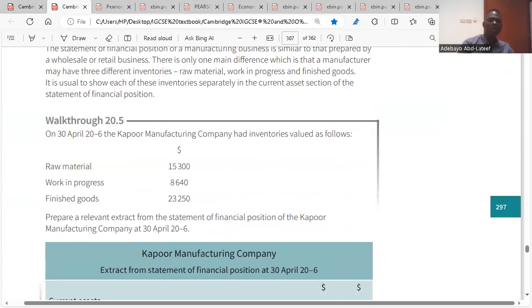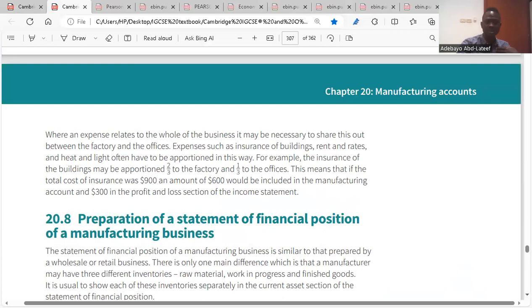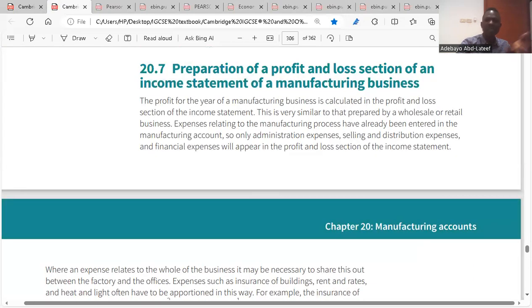So we have raw materials for 15,300, work in progress 8,640, finished goods. So they say we should prepare, yes. So we have raw material inventory, they are all inventories. So you had all together. That's a statement of financial position. Yes, that's for statement of financial position. I explained this one already. Okay, 20.8.